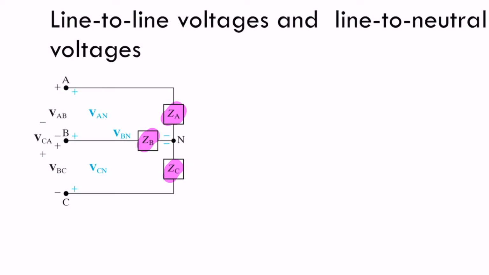So we define VAN, like voltage between a line A and neutral N, so line to neutral. This is basically the drop of voltage in here. And then we define VAB as a voltage drop between these 2 points.